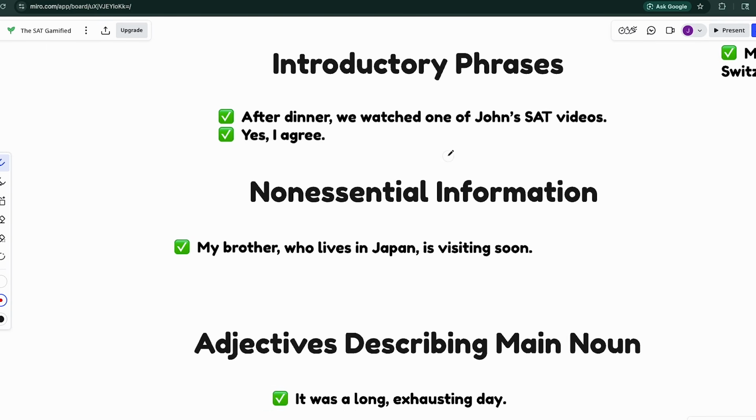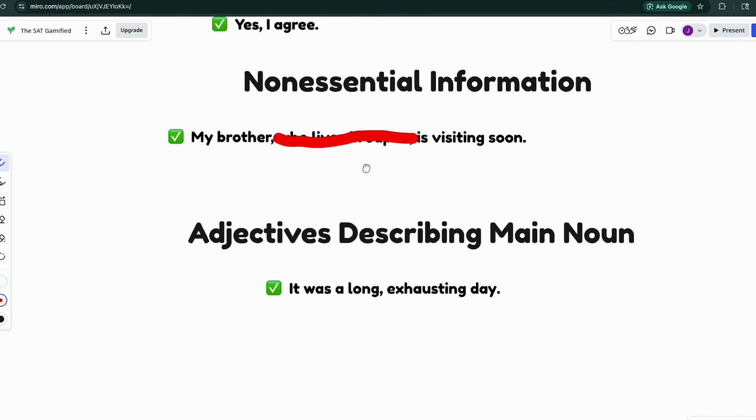You can use it for non-essential information. Non-essential information is information you can eliminate from the sentence and have it still make perfect sense. My brother, who lives in Japan, is visiting soon. We can eliminate this and the sentence still makes sense. My brother is visiting soon. Or an adjective describing the main noun. It was a long, exhausting day.